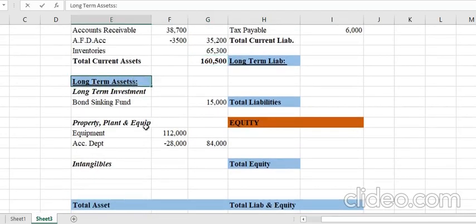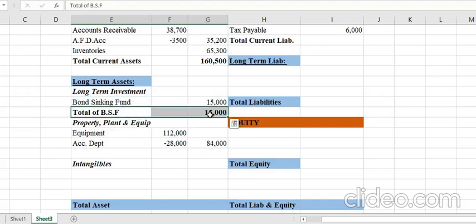Actually, in the long-term assets we have long-term investment, and the only long-term investment that we have is the bond sinking fund. So that is my total. I would call it the total of the bond sinking fund, just for a better presentation. So this is the total of it.